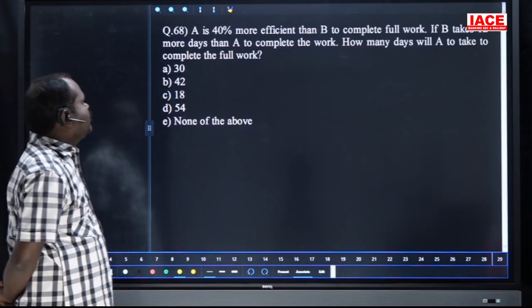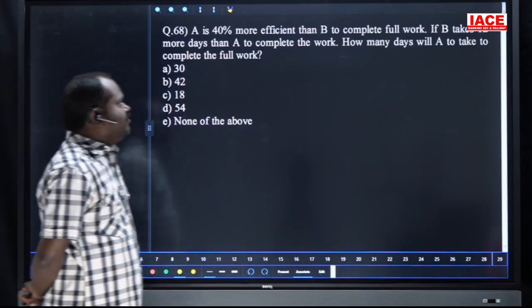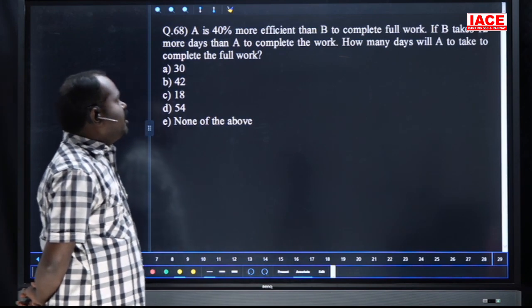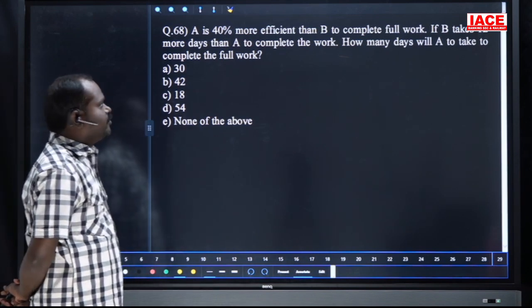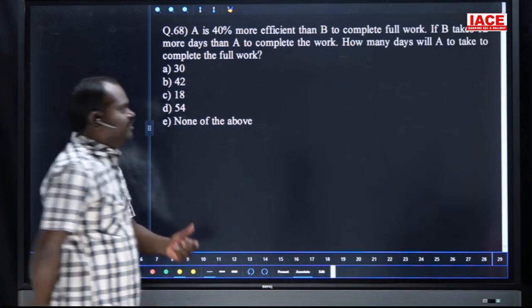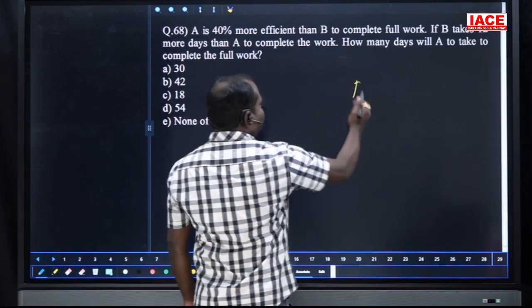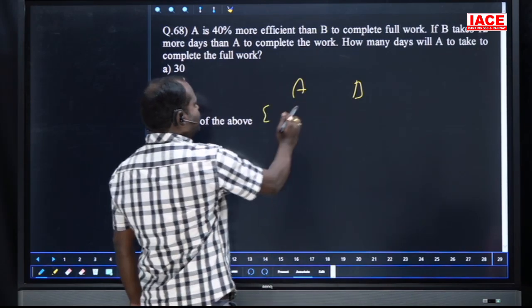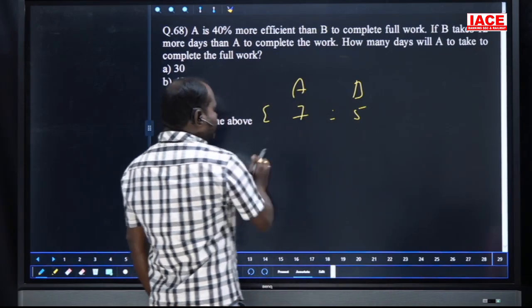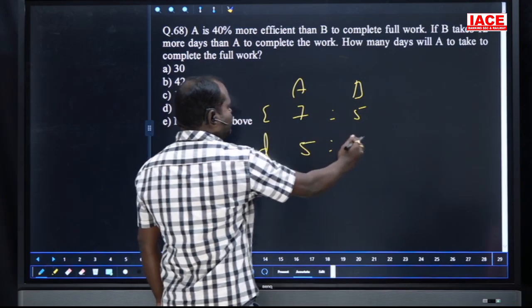Next. A is 40% more efficient than B to complete the full work. If B takes 12 more days than A to complete the work, how many days does A take to complete the full work? A is 40% more efficient. If B's efficiency is 100%, A's efficiency is 140%. Their efficiencies are in the ratio 7:5, so the days ratio will become 5:7.